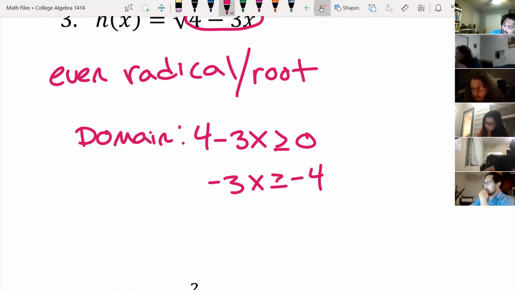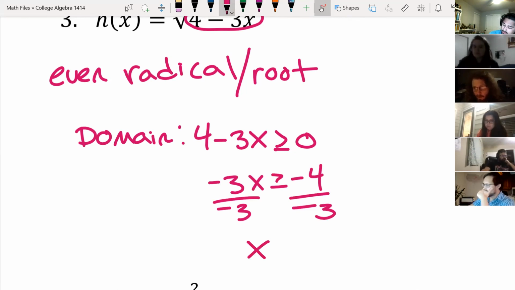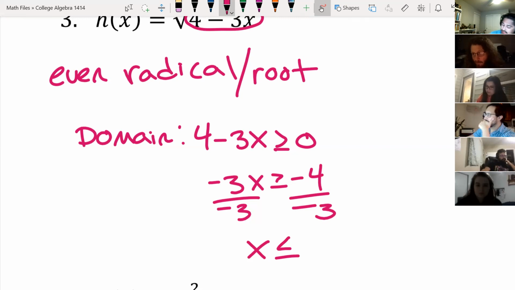And then you divide by negative 3. What happens when you multiply or divide by a negative? You flip the inequality. There you go. So you get x less than or equal to 4/3. So remember, on an inequality, whenever you multiply or divide by a negative, the inequality will always flip.